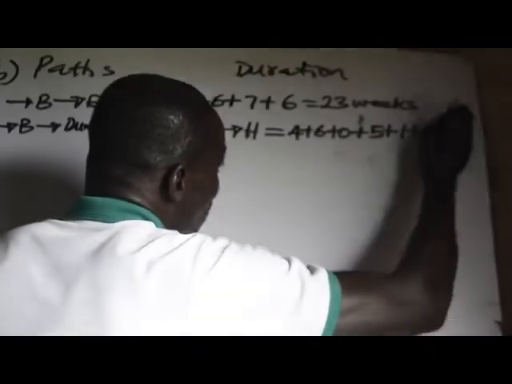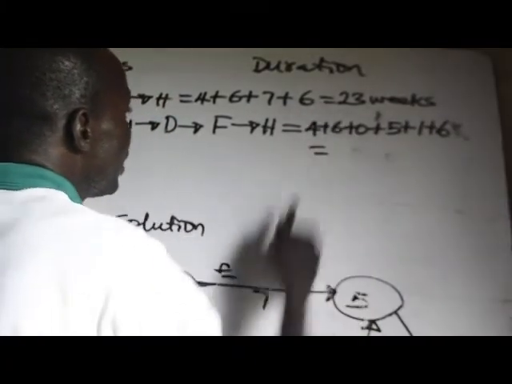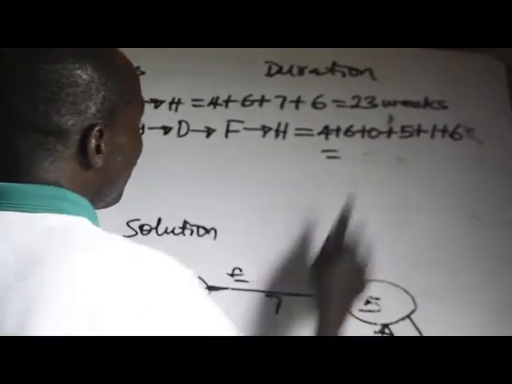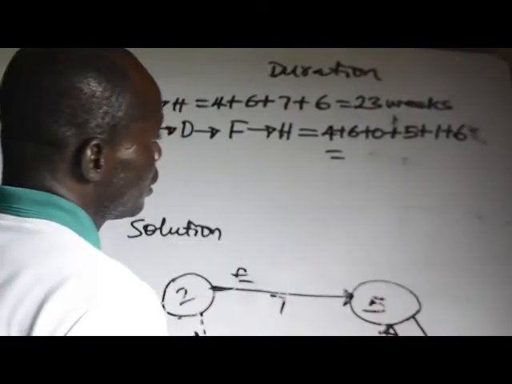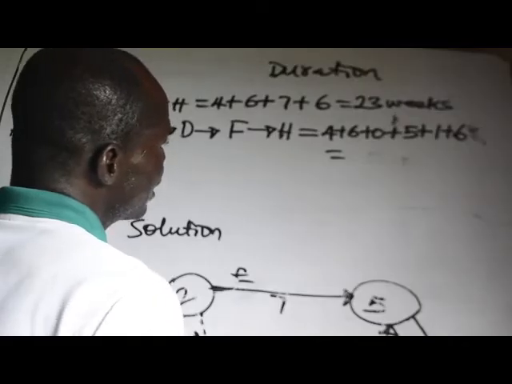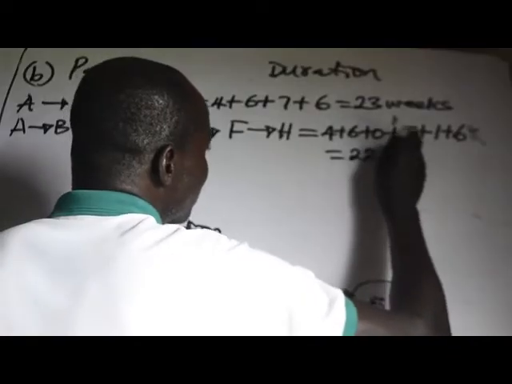And when you sum it up, when you add it, 4 plus 6, 10. 10 plus 5, that is 15. 15 plus 1, that is 16. 16 plus 6, that is 22 weeks.